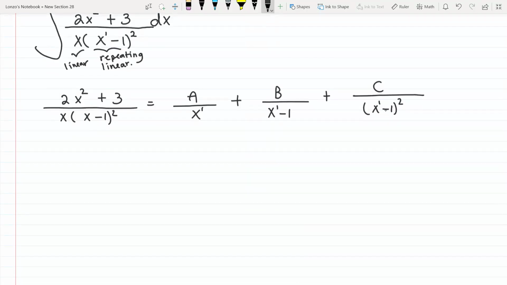Okay, so now that we set it up, let's get rid of the fraction by multiplying all sides by the LCD. So what do you think our LCD is going to be? If you said x(x minus 1) squared, you are correct. Let's multiply all three sides by that.